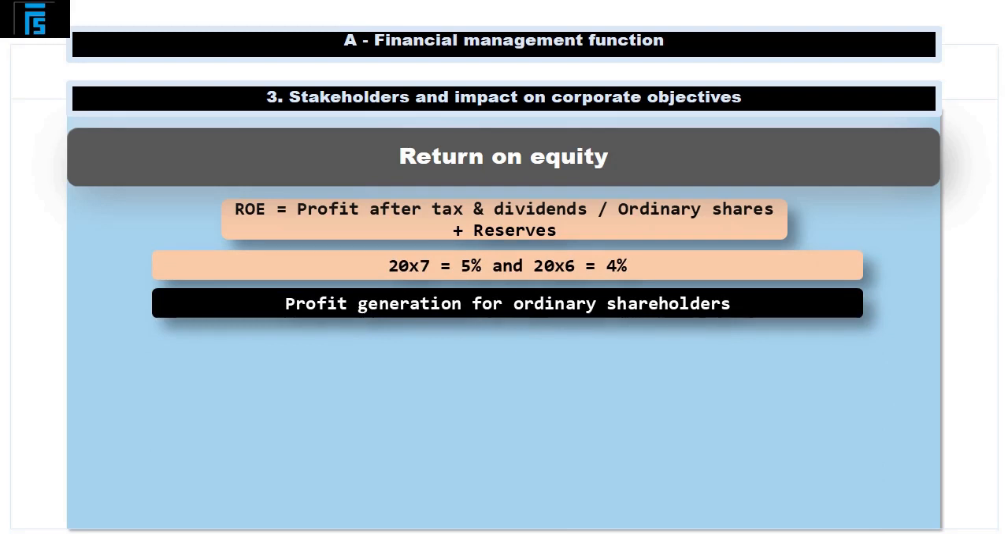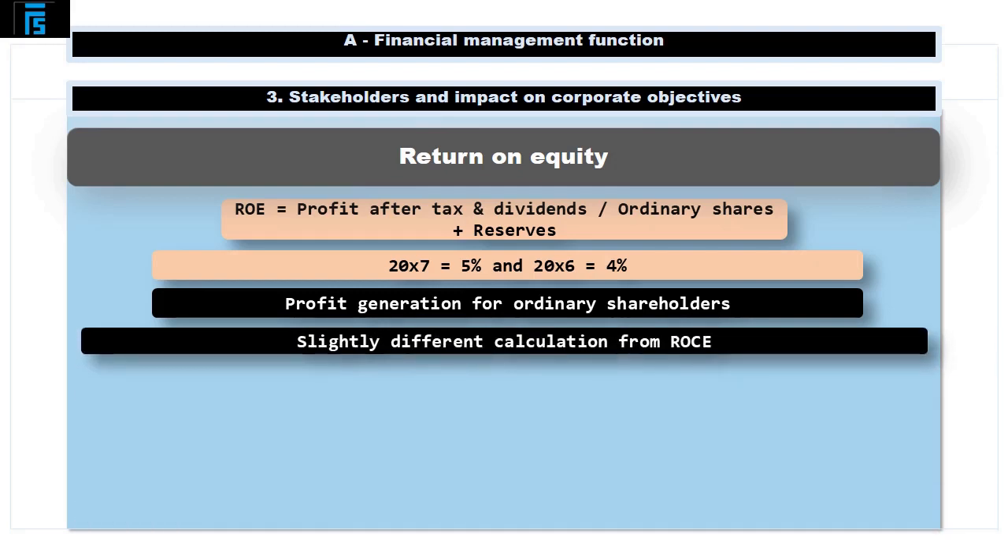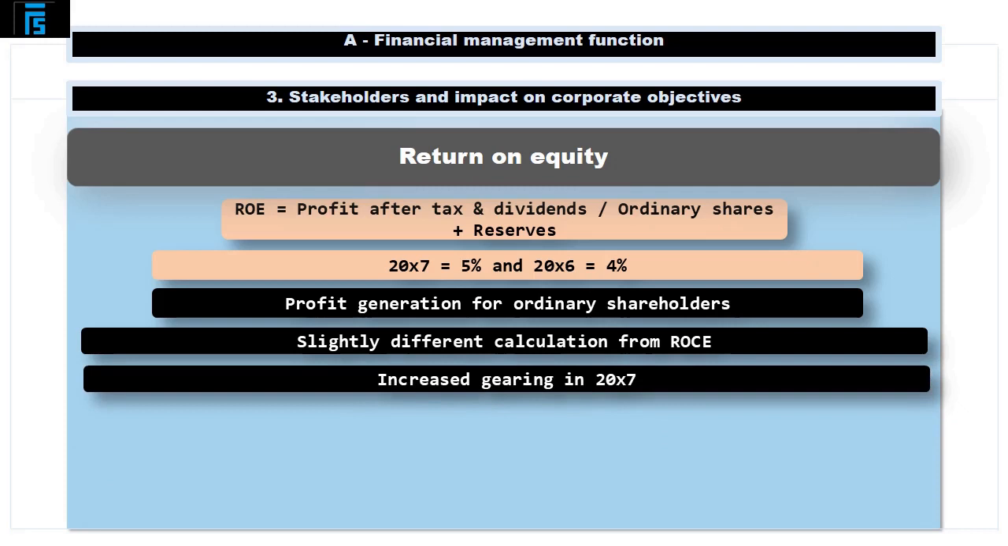This ratio measures how much profit a company generates for its ordinary shareholders with the money they have invested in the company. It is similar to the previous return on capital employed, only profit after tax is used rather than operating profit, and it looks only at the equity invested, whereas the return on capital employed also took debt into account. As you can see, Top Dog took on long-term debt in 20x7, so it is more geared than in the previous year. This impacted the return on equity, which is sensitive to the gearing.